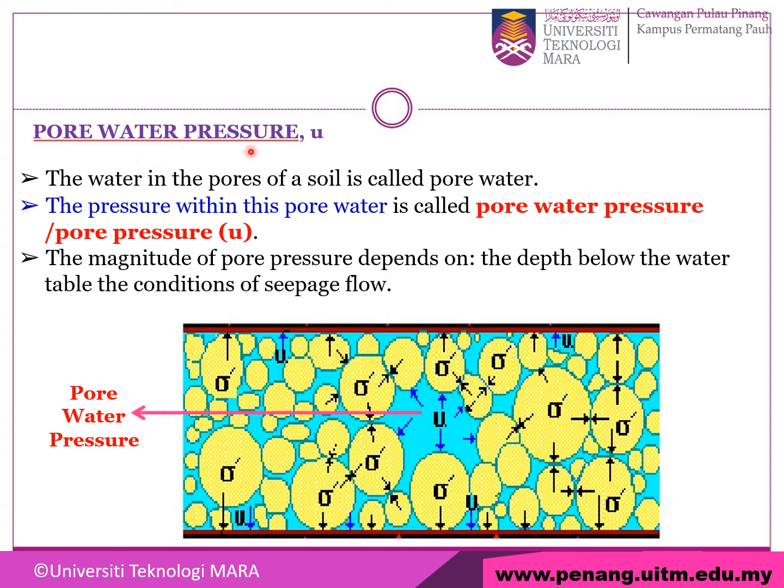Now we go for the pore water pressure. The water in the pores of soil is called pore water. Okay, the pressure within this pore water is called pore water pressure or pore pressure, the symbol is U. The magnitude of pore pressure depends on the depth below the water table and the condition of seepage flow. Okay, if you look at this, this one is the soil, and now you have water, and of course here you will have the pore water pressure.